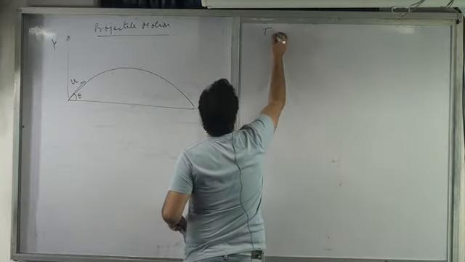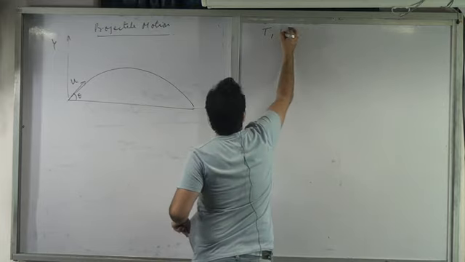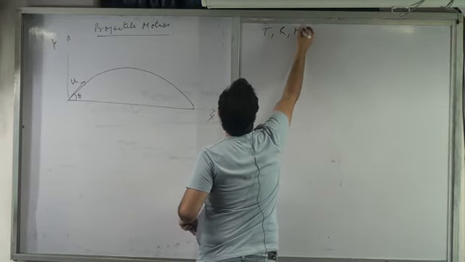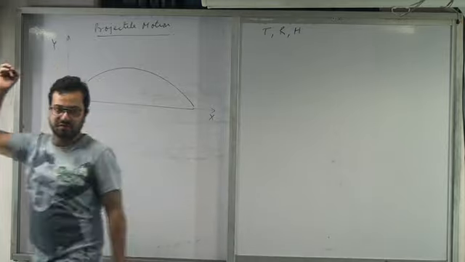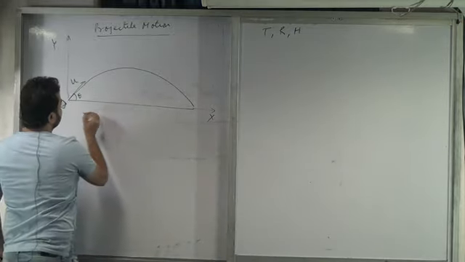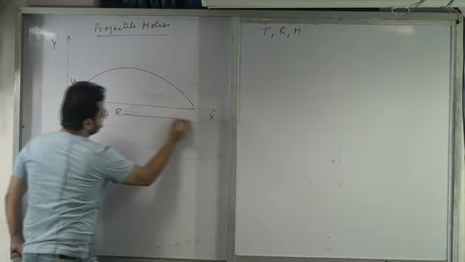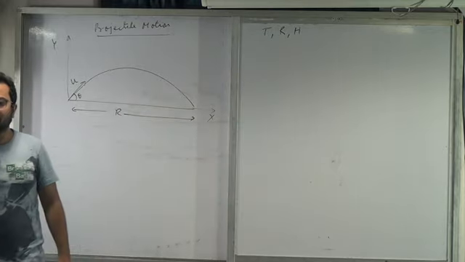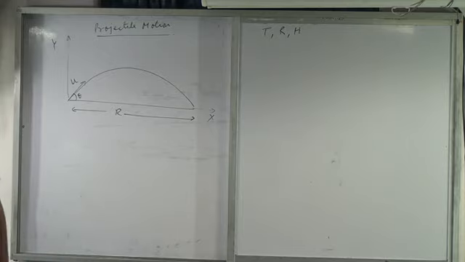First of all, we need to find out the time of flight, then we need to find the range, and then we need to find out the maximum height reached. Probably you would be aware of these things, kabhi padha hoga school mein. What is the range? This is the range. The horizontal distance covered is the range, correct?